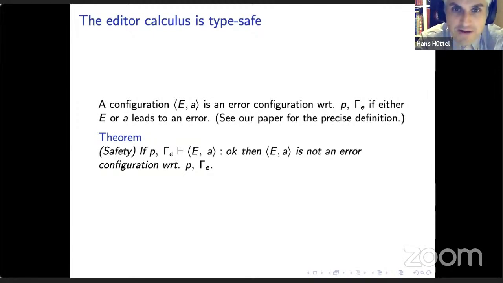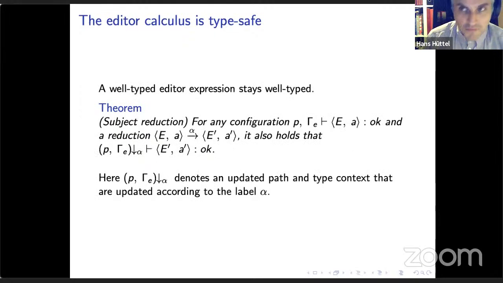An error predicate tells us which configurations are in error, and a configuration is an error configuration if either the edit action or the abstract syntax tree leads to an error. Again, I refer to the paper for the precise definition. It's quite lengthy. This theorem tells us that if we are well typed according to the type system, then we are not an error configuration. And because we have subject reduction on the previous slide, these two taken together give us the usual safety property: once well typed, we're always well typed.